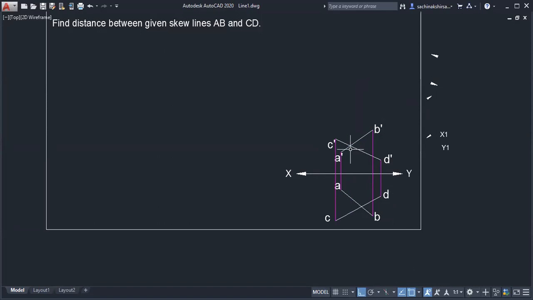What is our aim in this problem? To find the distance between these two lines. The given lines are skew lines, which we have just checked. So what is our aim? To find the distance. How can we get the distance? Our aim should be to get the point view of one of the lines.